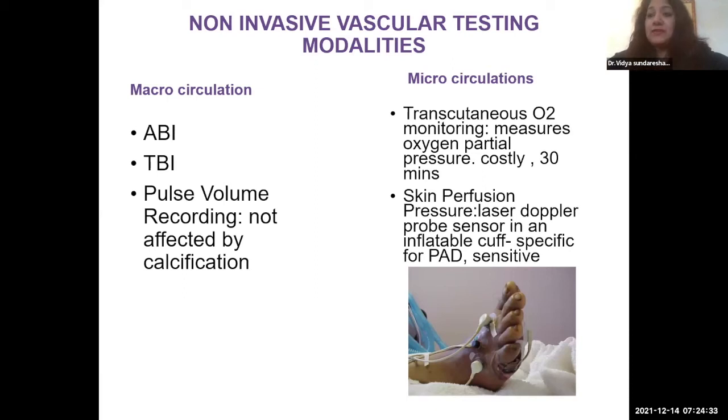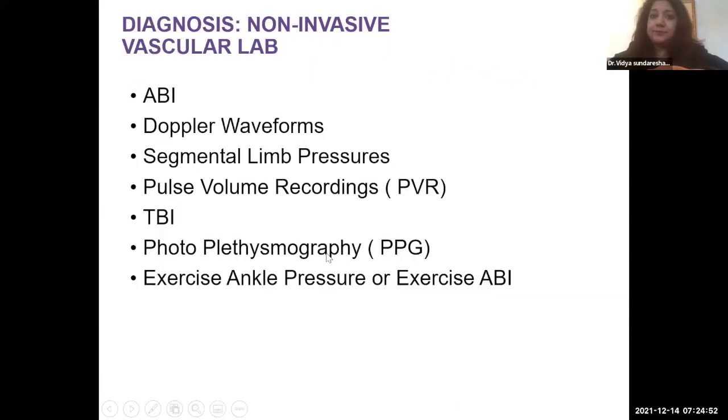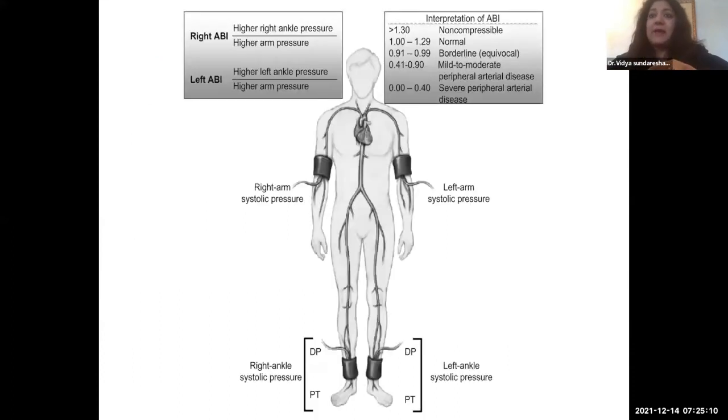Skin perfusion pressure. This is again like an ABI, but it's a blood pressure cuff, kind of a machine there with a laser Doppler probe that's already in that inflatable cuff there. So that's specific for peripheral arterial disease, and that's more sensitive. All right. So ABIs, Doppler waveforms, segmental limb pressures, pulse volume recordings, TBI, plethysmography, and then ankle pressures, exercise ABI. These are some of the things that a specific or specialized vascular lab can perform.